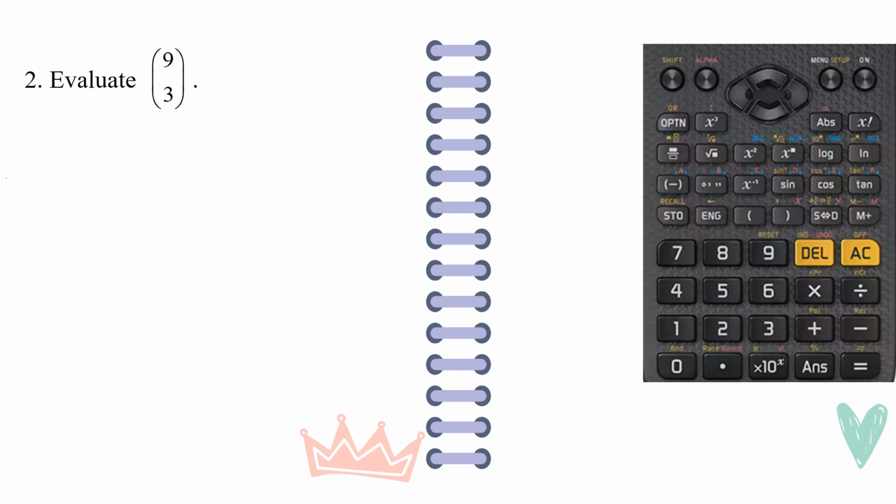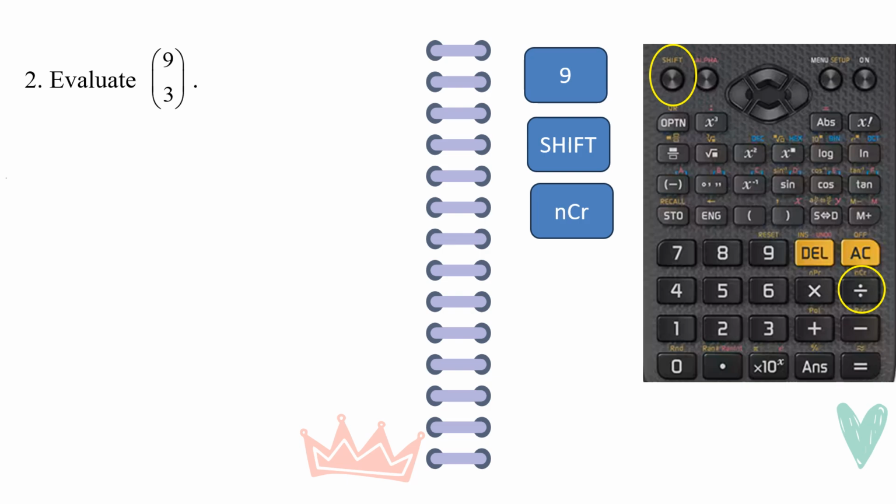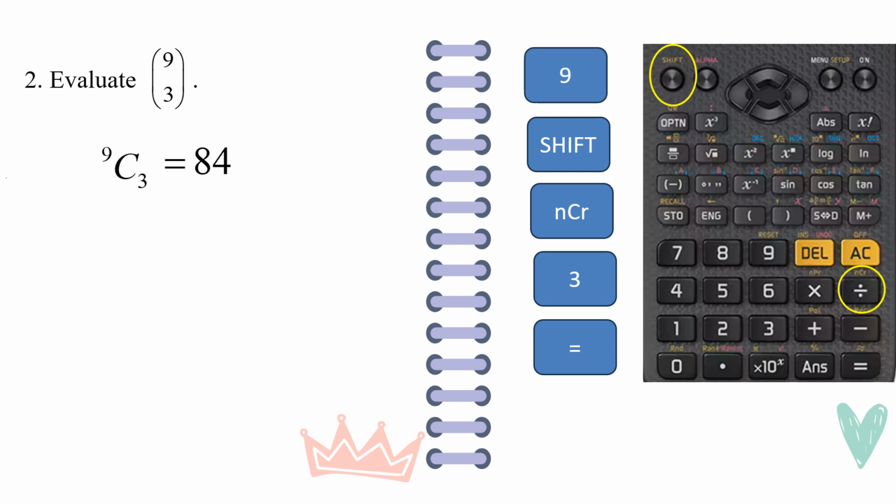You can easily check your answers using the calculator's n choose r function. In order to do that, you first press 9 and you press shift and the divide button to get the n choose r function. And since we need 9 choose 3, we will have to press 3 followed by the equal sign. And this will give us 9 choose 3 equals 84.